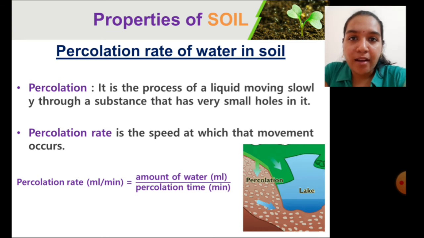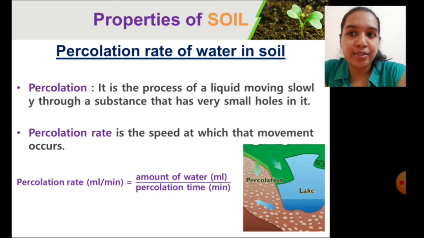The formula for calculating percolation rate is equal to amount of water divided by the time taken for percolation. So this is the formula we use to calculate the percolation rate of water.